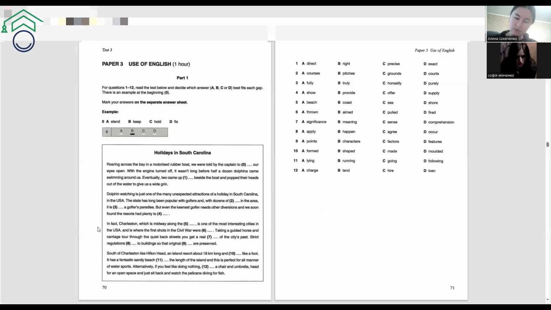Okay, let's now try to figure out what we need to use in number 5. So in number 5, we have A, beach, B, coast, C, sea, and D, shore. Let's now look at the sentence. Maybe coast. Yeah, you're absolutely right. B, coast. Good. Then number 6. A, thrown, B, aimed, C, pulled, D, fired. Let's again get back to the sentence.